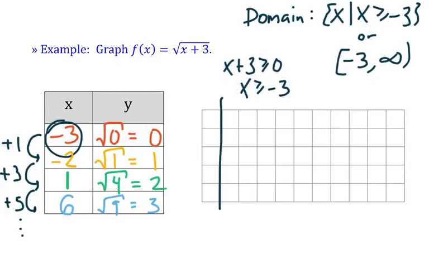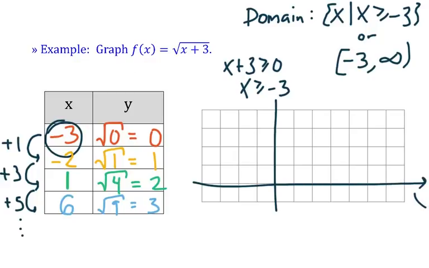In this case, I'm going to shift my axis a little bit, make enough space for us. There's x. So let's plot the 4 points we have. Our first point this time is negative 3, 0. Our second point is negative 2, 1. Our third point is 1, 2. And the fourth point was 6, 3.